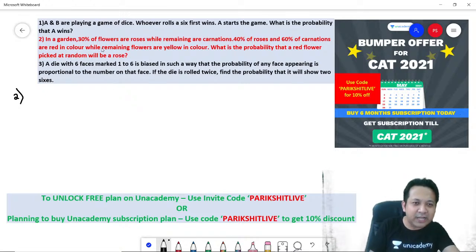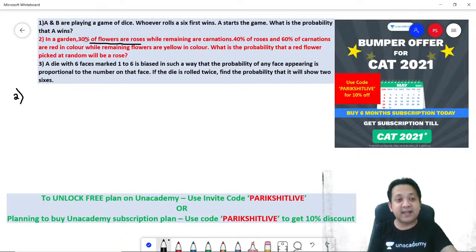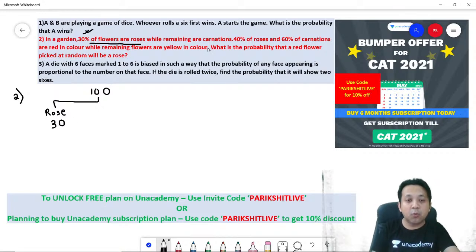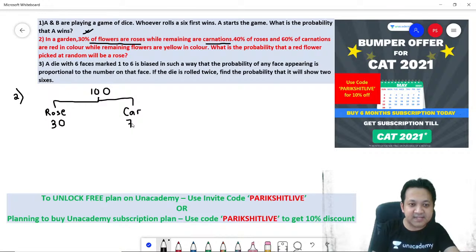Think about it. 30% of flowers are roses, right? What is the meaning of percentage? Percentage means out of 100. So let's assume the total flowers be 100. Now they say 30% of them are roses, fine. So out of 100, 30 of them are roses, while the remaining are carnations. If you have 30 as roses, the remaining must be 70.